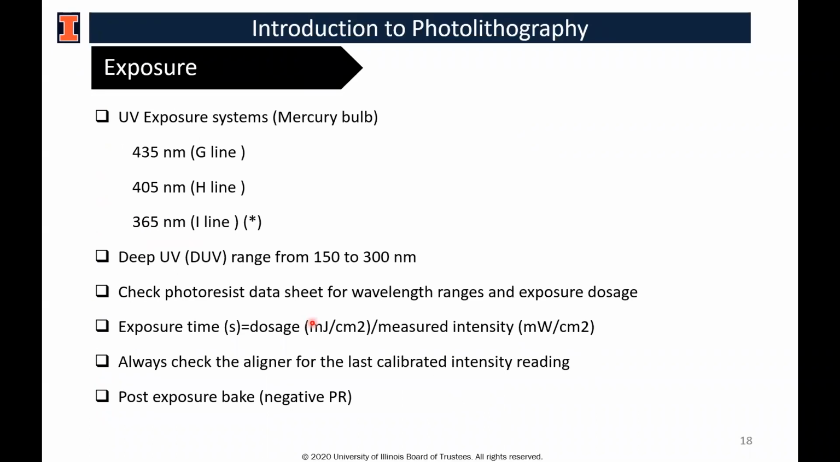Exposure. This slide represents different wavelengths of light that are achieved from a mercury arc lamp. As we can see, we have a 435 nanometer, which is considered G line. 405 nanometer is considered H line, and 365 nanometer is considered I line. Deep UV ranges from 150 to 300 nanometers.